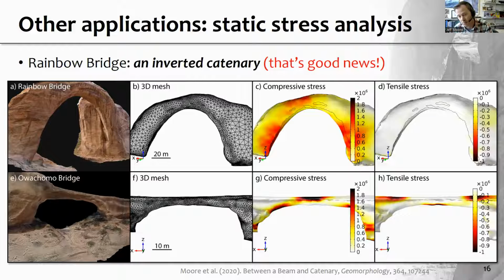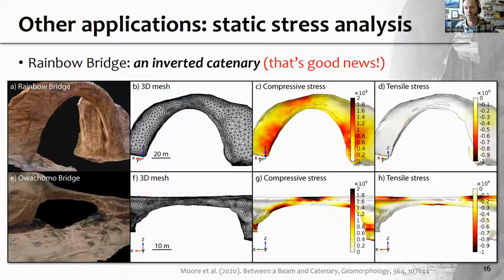Another thing that we do from the photogrammetry models is that we can use these to do static stress analysis. We can analyze the stress conditions in natural arches. So rock as a medium hates tensile stresses. Rock is very weak in tension, is very strong in compression. So a good form for an arch is one that minimizes tensile stresses.